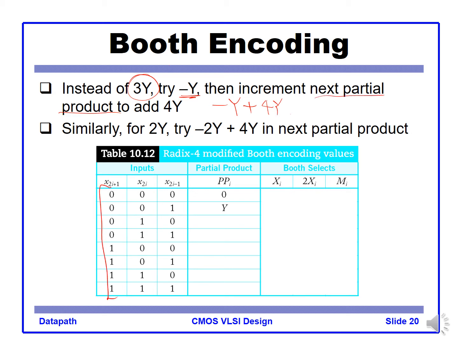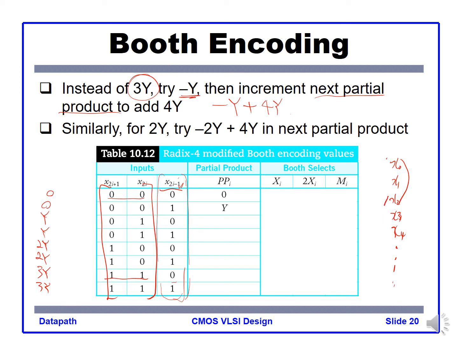For example, in this table, for 0, 0 we want 0 generation, and then y, 2y, and 3y. But this depends on the previous group, specifically the MSB of the previous group, because x2i minus 1 belongs to the previous group. For example, if we have x0, x1, x2, x3, x4, and so on, we group them as 3 bits overlapping by 1 bit, and we group each one like that.